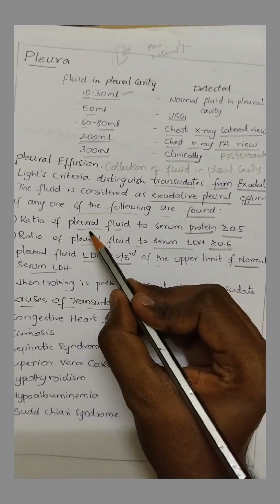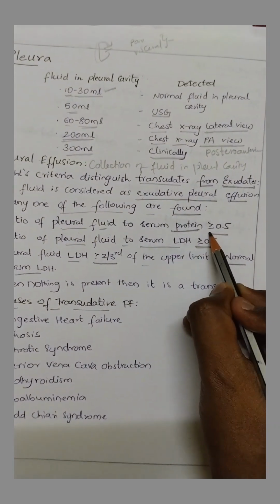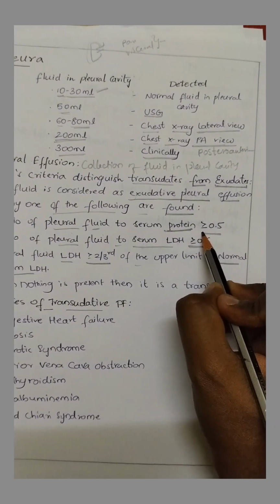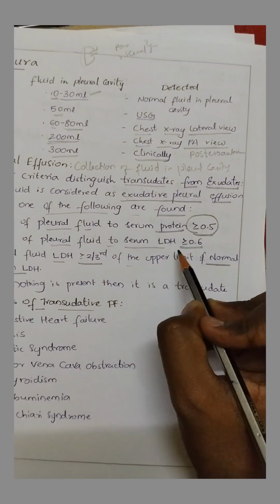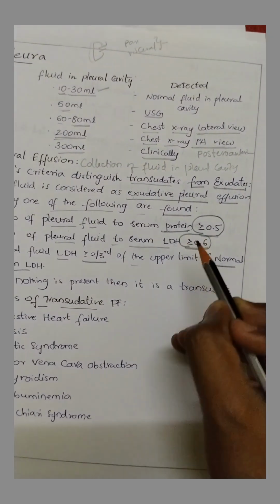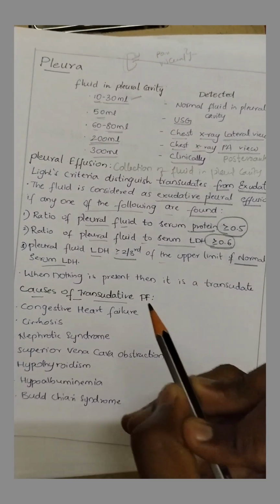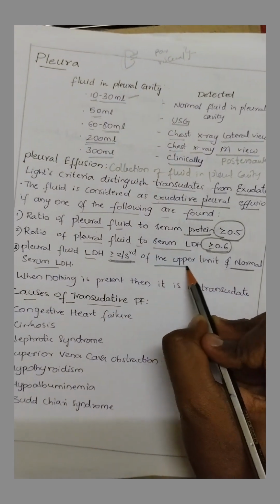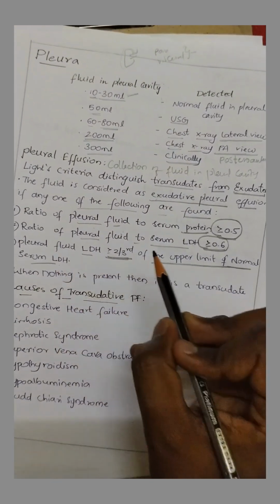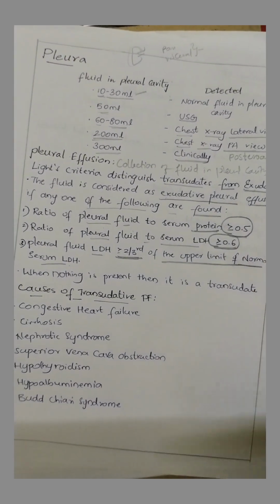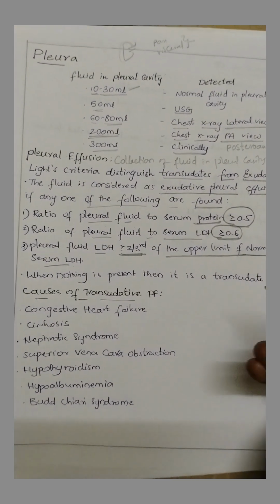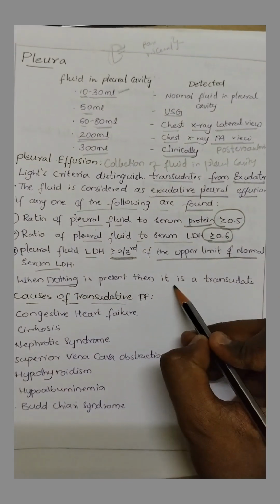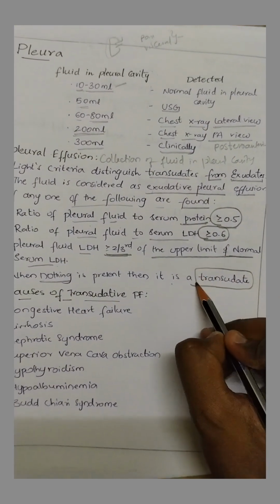Again we will discuss. If the pleural fluid protein to serum protein ratio is more than or equal to 0.5, or if the pleural fluid LDH to serum LDH ratio is more than or equal to 0.6, or if the pleural fluid LDH is more than or equal to 2/3 of the upper limit of the normal serum LDH, then if any one of these is present, we will consider it an exudative pleural effusion. When none is present, it will be called a transudative pleural effusion.